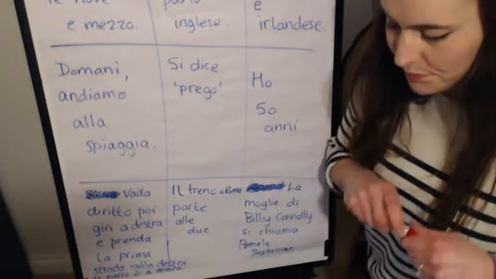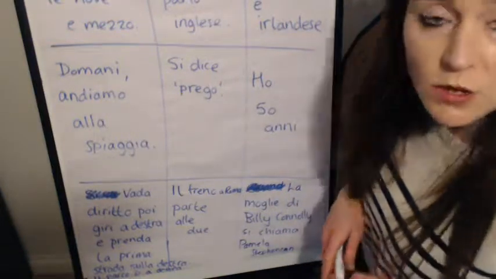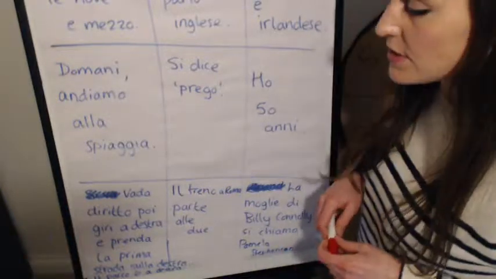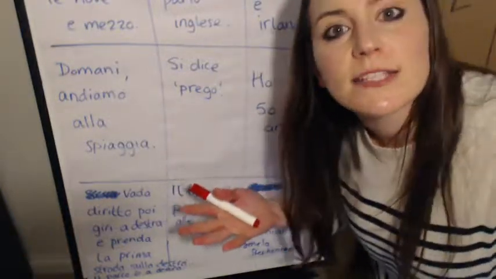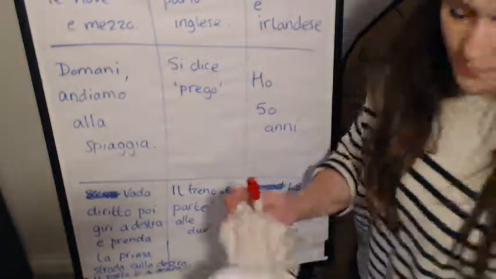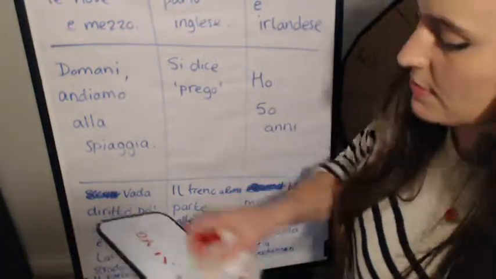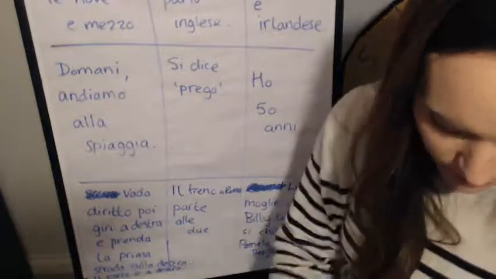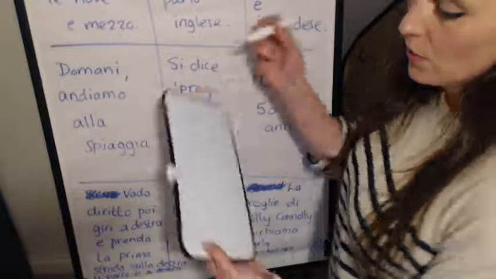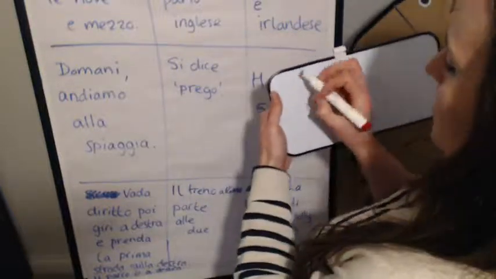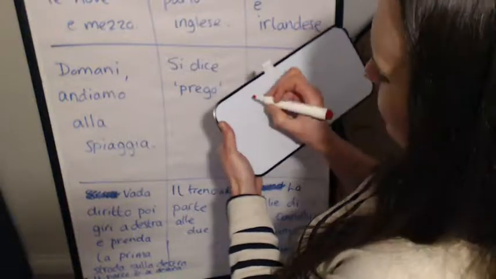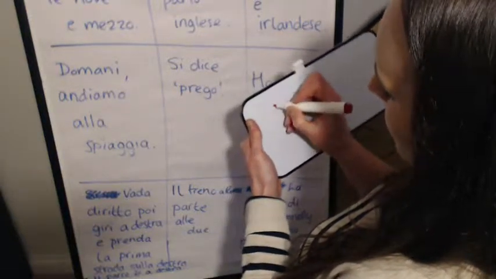So the wife of Billy Connolly is called Pamela Stevenson. What's the question? It could be who is Billy Connolly's wife, or it could be what is she called. So we're going to go for what is she called. How does she call herself? So that starts with come.